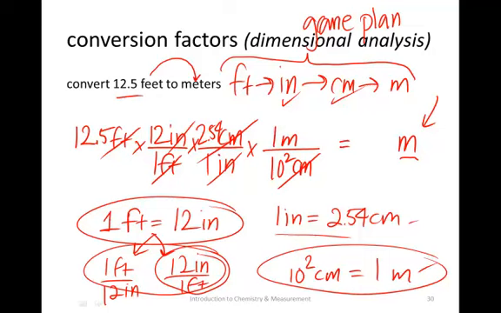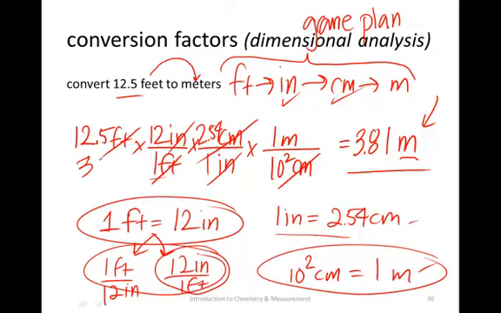Okay, so I throw this in my calculator. Everything on top I multiply, everything on the bottom I divide. 12.5 times 12 divided by 1 gives you the same thing, so usually I leave those out. 12.5 times 12 times 2.54 divided by 100, 10 to the second, it's going to give me 3.81 meters. Okay, this time, how many significant figures should I have?